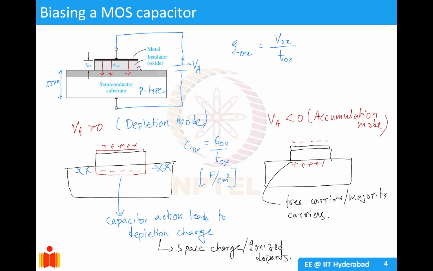Your oxide capacitance is given as Cox, which is epsilon ox by Tox, where epsilon ox is the dielectric permittivity, the dielectric constant of your oxide, and Tox again is your thickness.